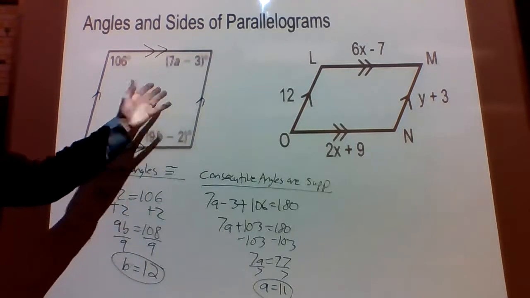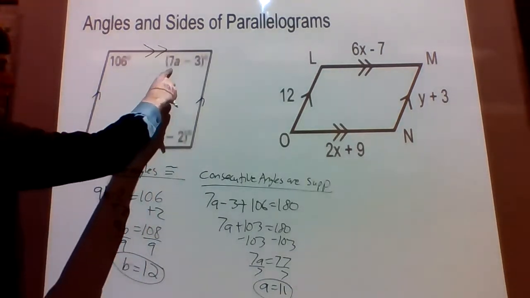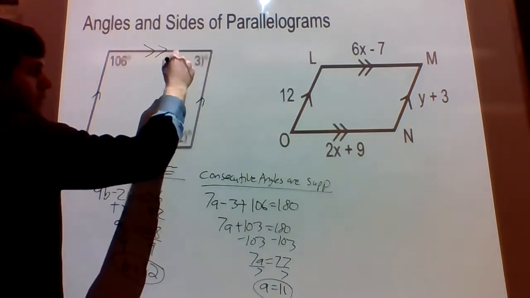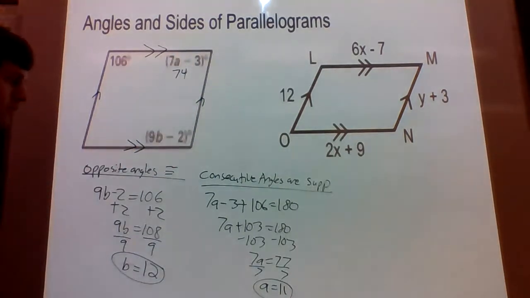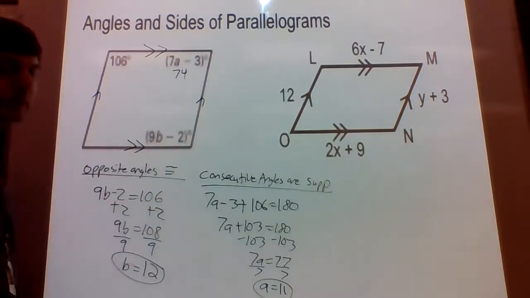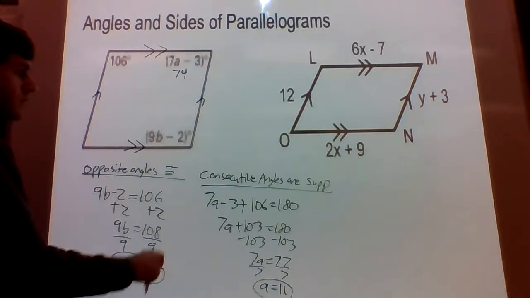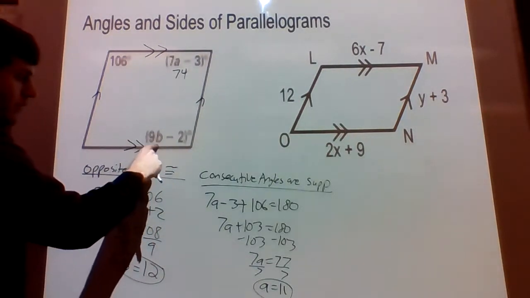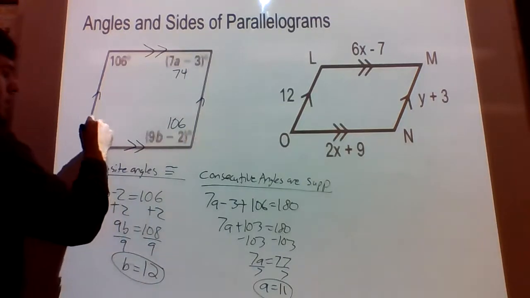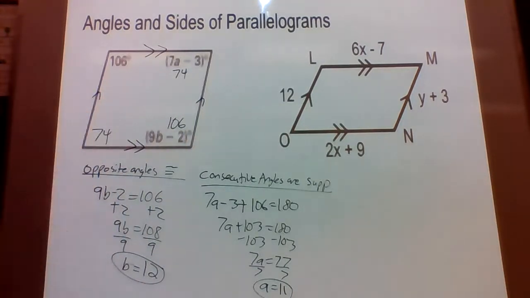We can substitute in just to see how it works. 7 times 11 is 77. 77 minus 3 is 74. Right. 106 and 74 are supplementary. This should also equal 106. 9 times 12 is 108. 108 minus 2 is 106. And then here we would have 74.